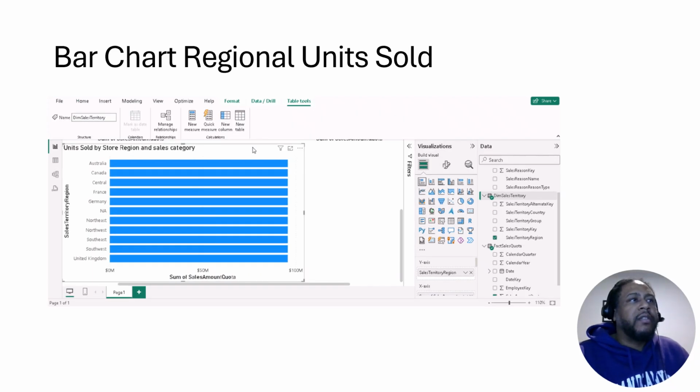This bar chart illustrates units sold by store region. The results show that sales are distributed across multiple regions, with some regions generating higher sales volumes than others. This analysis helps management identify strong regional markets and areas where sales strategies may need improvement.